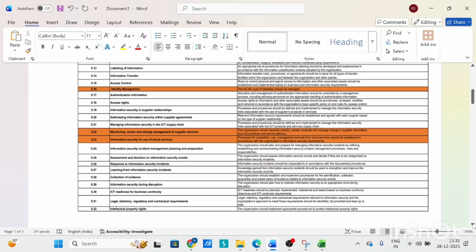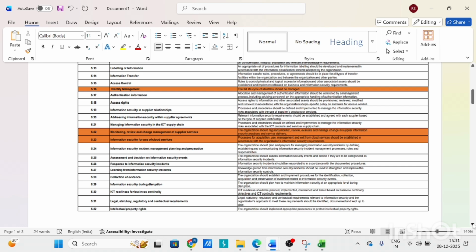Learning from information security incidents, meaning the lessons you learn from past incidents, comes under 5.27. 5.28 talks about how to collect the evidence. The organization should establish and implement procedures for identification, collection, acquisition, and preservation of evidence related to information security events.